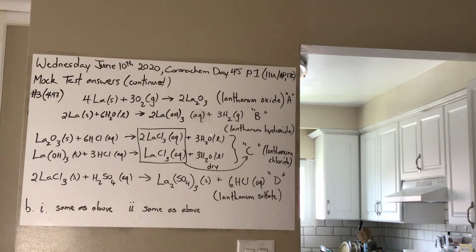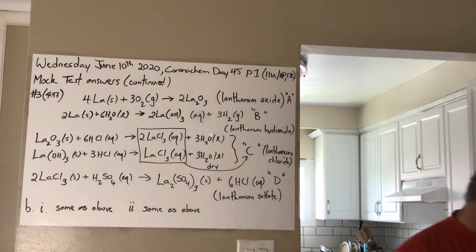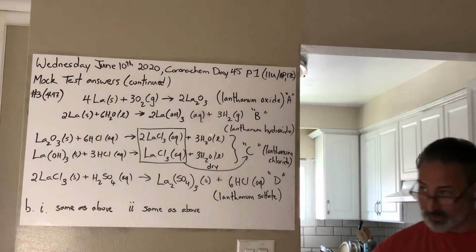A. Propose identities for the substances A, B, C, and D. B. Write net ionic equations for all the reactions described. C. Based on the preceding observations, what can be said about the position of lanthanum in the activity series? Okay, we'll do one part at a time.